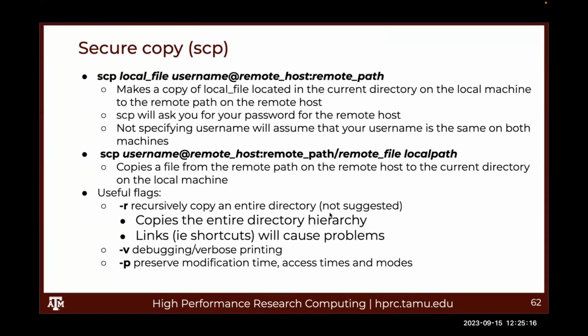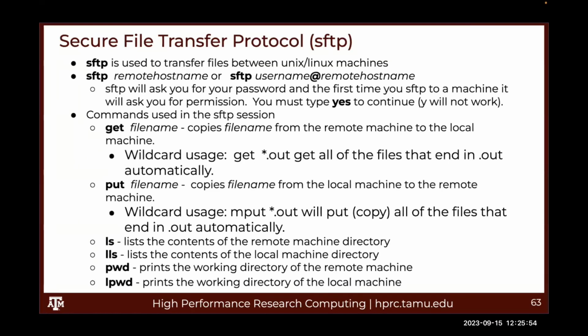Some things to consider, though: to recursively copy all the contents of a directory, you can use -r. However, if there are shortcuts in the directory, that can cause a problem. The -v flag is for verbose again. And -p is going to preserve the modification times and the access times, which is really nice. So if you're downloading a whole directory, it won't have brand new information for when it was last modified. You can retain all of that information with that flag, which is really nice.